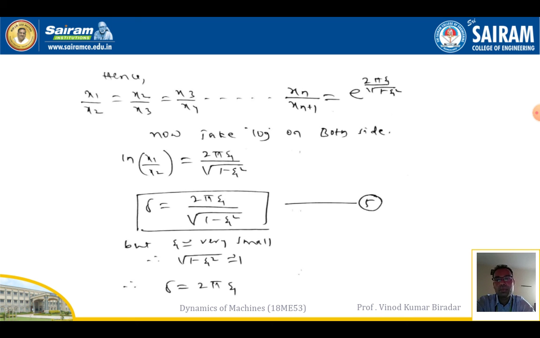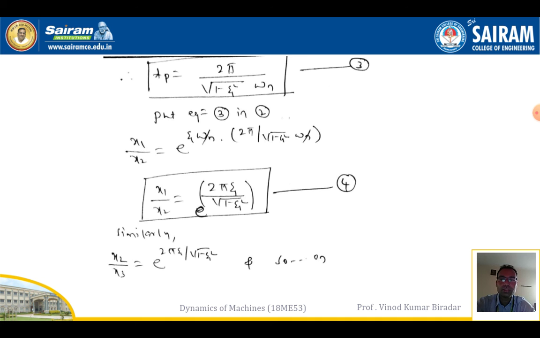Now take the log on both sides. So ln of x1 by x2 is equal to 2 pi zeta divided by square root of 1 minus zeta square. Here the e to the power and log get cancelled. So the remaining things you write here: ln of x1 by x2 is nothing but what? That is the definition of logarithmic decrement, as I showed in the beginning.